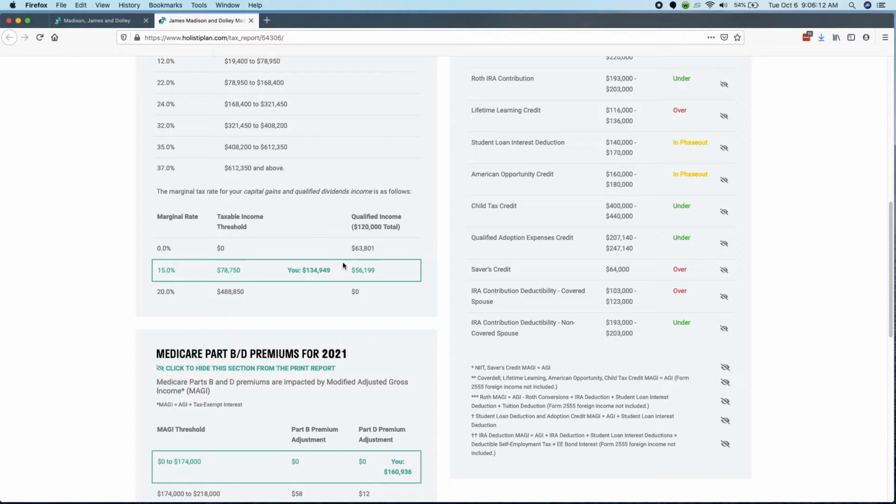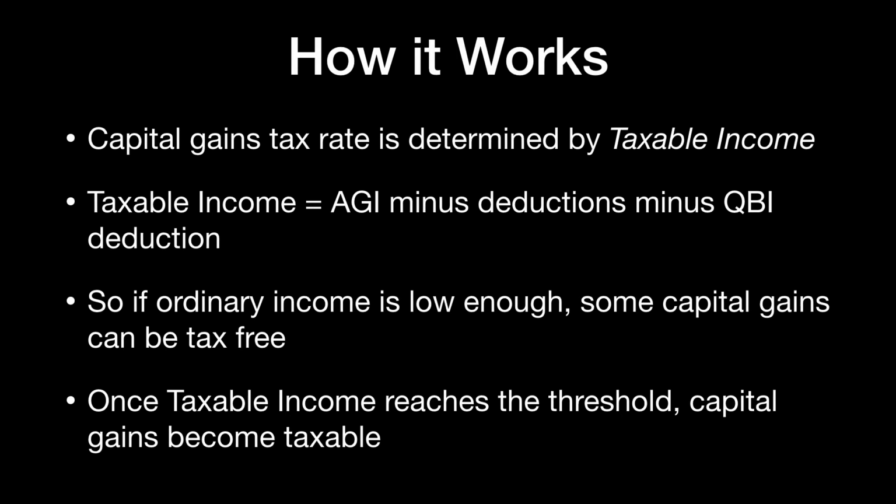Once there was enough capital gains and qualified dividends to get them over this limit, then it was taxed at 15%. I'm highlighting this only because this is a great way to show a client, if this is something you did for them in the previous year, look at what I did. I was able to harvest gains for you, and you didn't have to pay any tax on it at all.